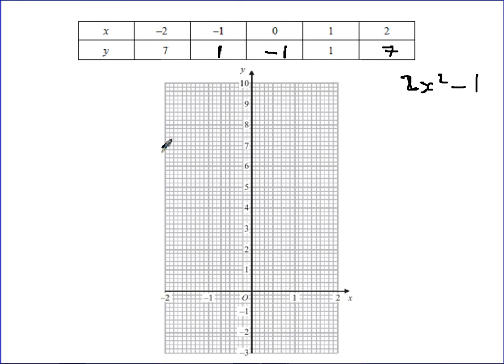So minus 2, 7, minus 1, 1, 0, minus 1, 1, 1, and 2, 7. Then plot these values in, curving through and then coming up. Now my curve's awful, you'll draw a much better curve than that.